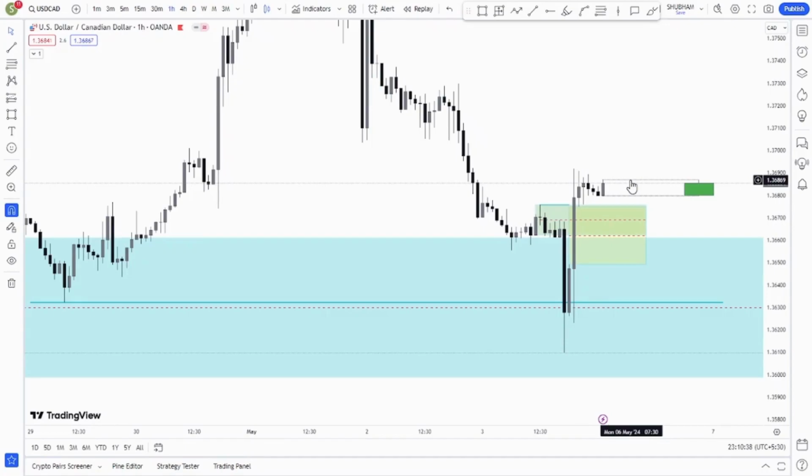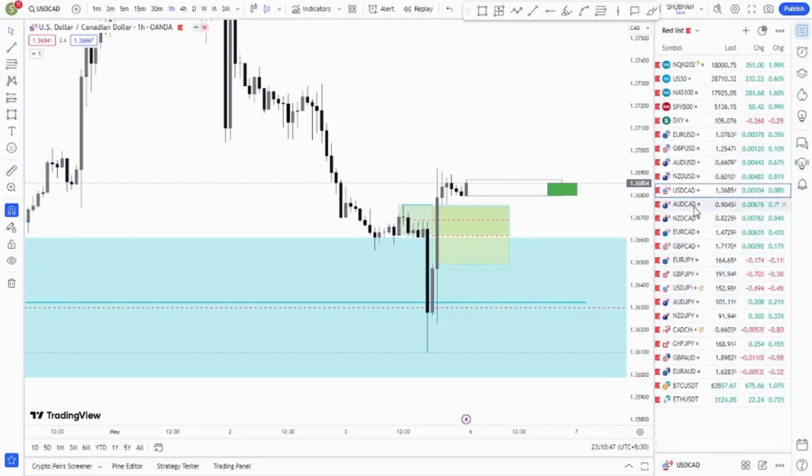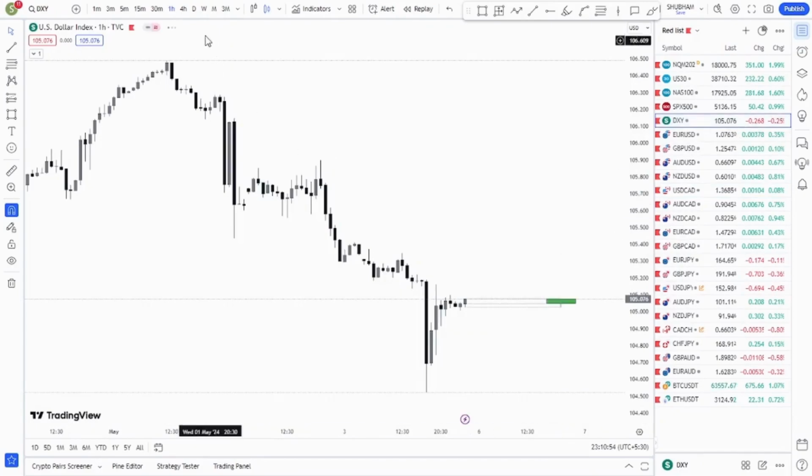Now for this week, I will stop my analysis here. I will not analyze any other pairs in my watch list, like AUD CAD, NZD CAD, Euro CAD. I'm not even going to look at these pairs this week. And I will tell you the reason why.